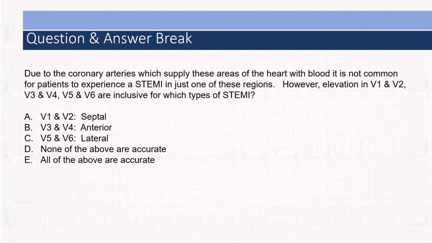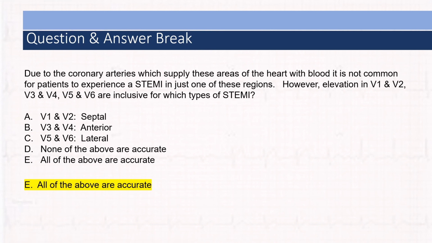A, V1 and V2, septal. B, V3 and V4, anterior. C, V5 and V6, lateral. D, none of the above are accurate. E, all of the above are accurate. If you chose E, all of the above are accurate, you are correct.